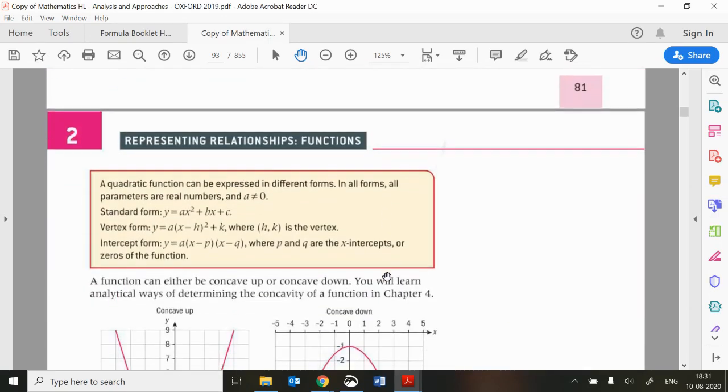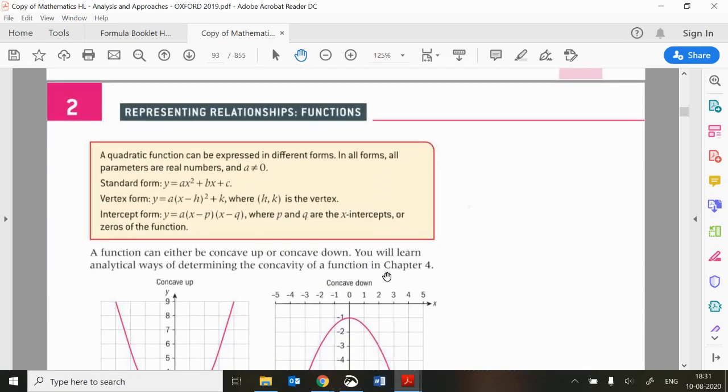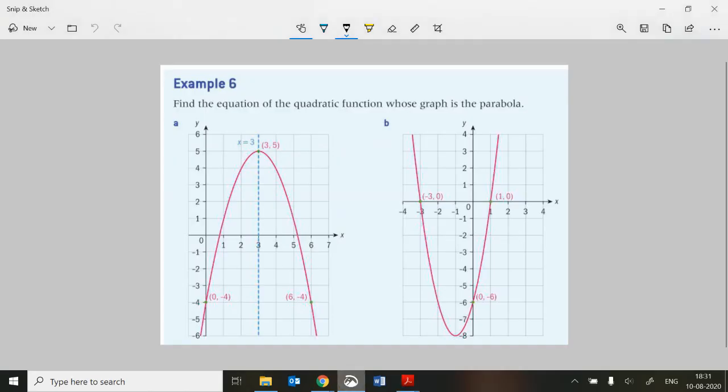Called it, hopefully you got it. Intercept form is what they're calling it here. We've got vertex form, intercept form, we've got this standard form as well. Okay, so it looks to me like this is not going to be one where we use intercept form because we don't have the intercepts there. Well, we don't have the roots there, but we do in this case.